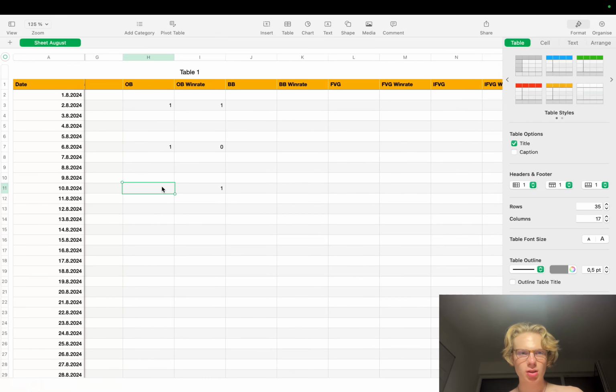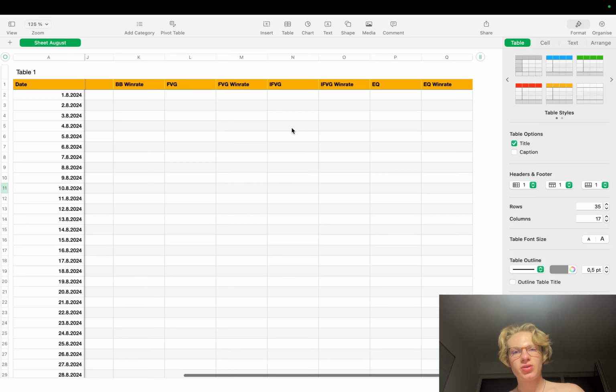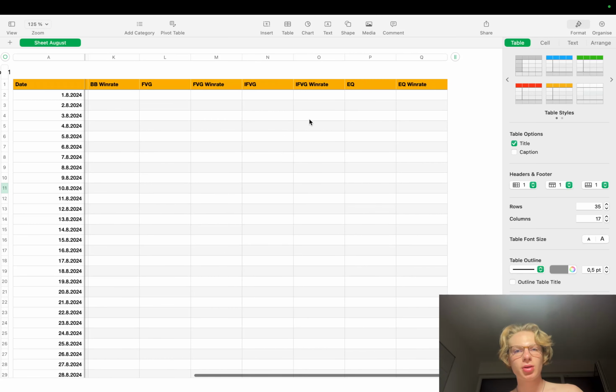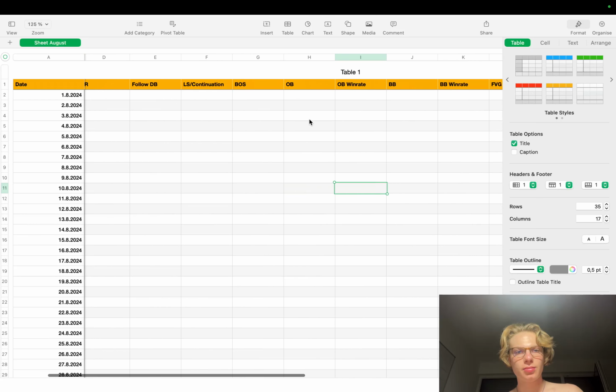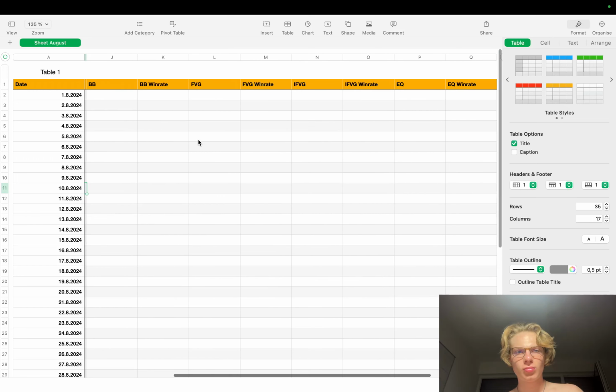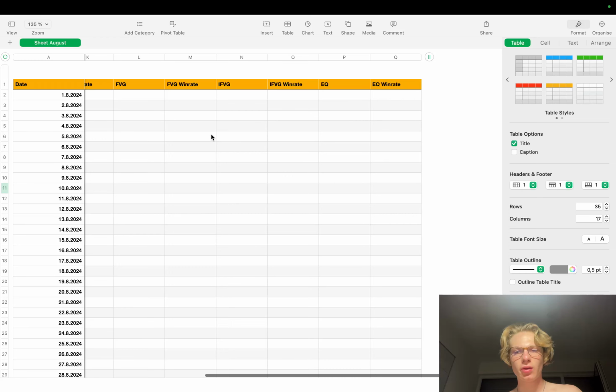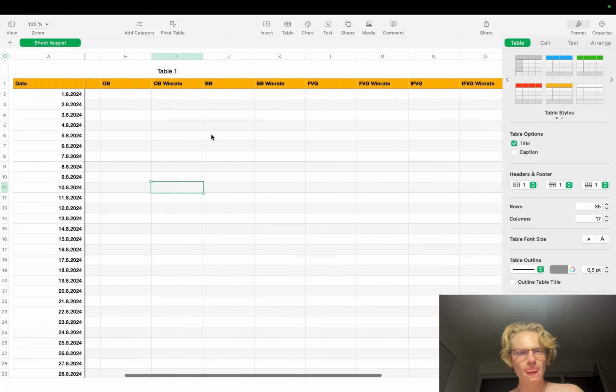Yeah, and then I'll get to how that works later. Then we have breaker blocks, fair value gaps, inverse fair value gaps, and equilibrium, and that's just all the confluences I use. This one not so much, but most of them I use pretty frequently.